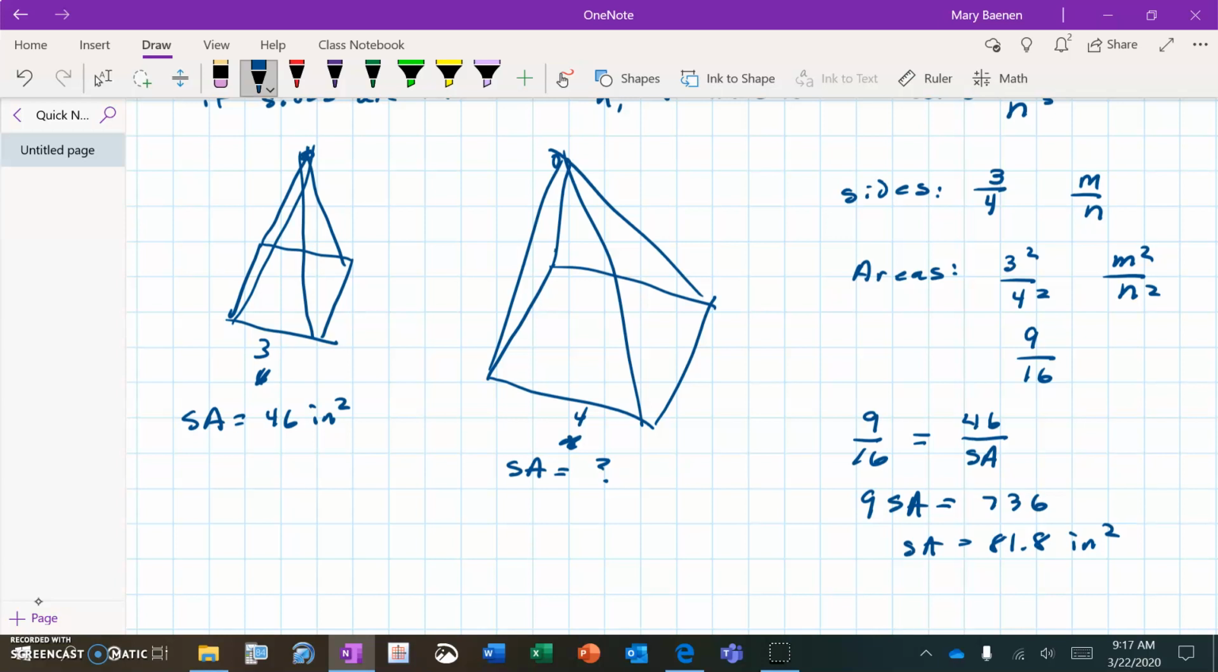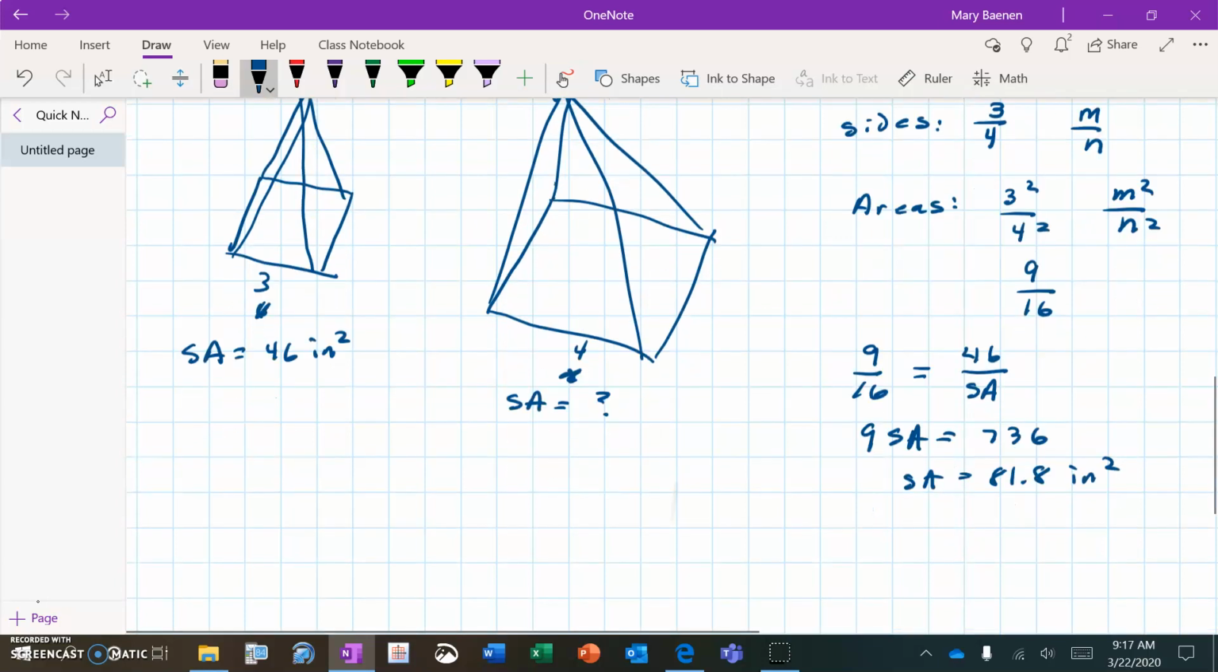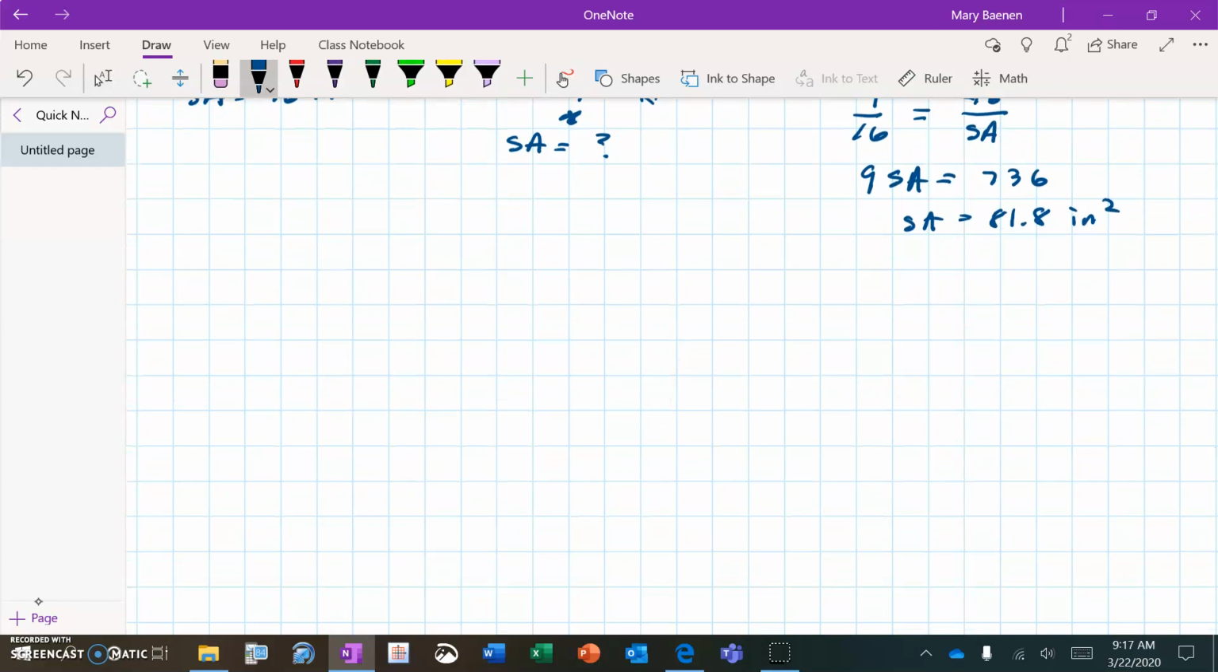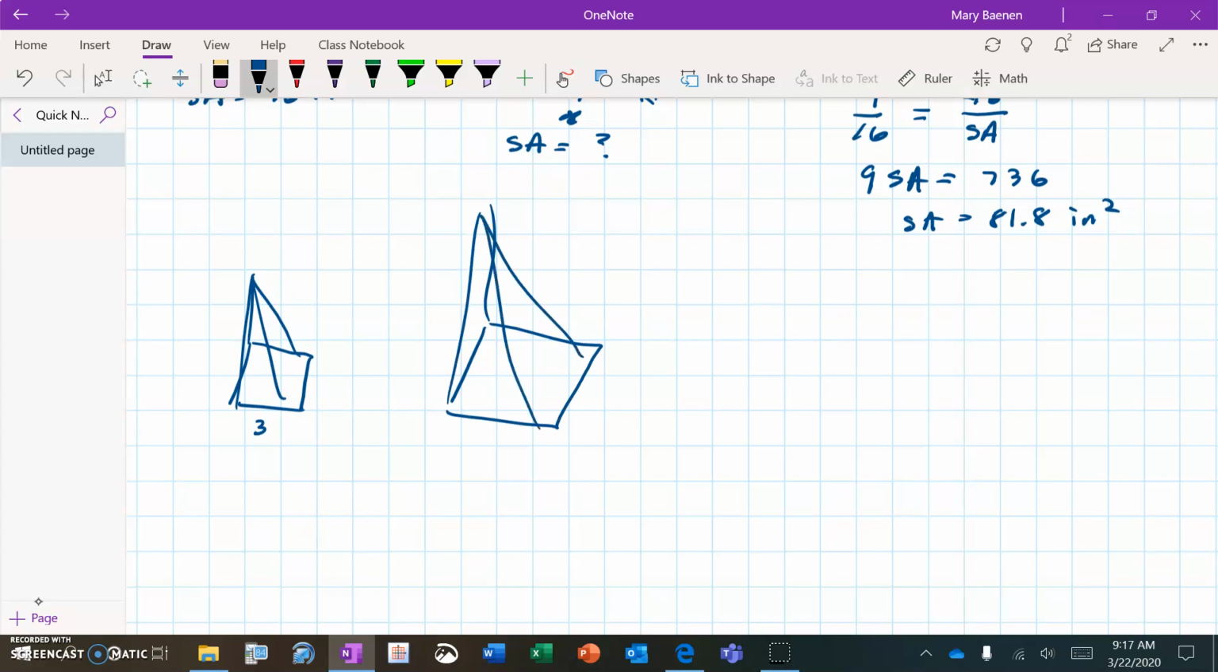Okay, then I'm going to erase this. No, I'll just leave it. So we'll do the same thing. I have this square pyramid, and the ratio from that one to a larger one is sides are 3 to 4. So that's m over n. And now they're going to ask me something about the volume. It says the smaller pyramid has a volume of 54 cubic inches, and they want me to find out the volume of the larger one.